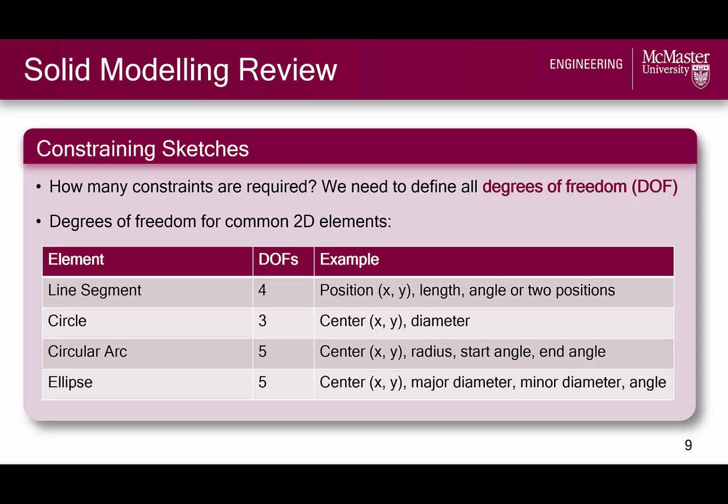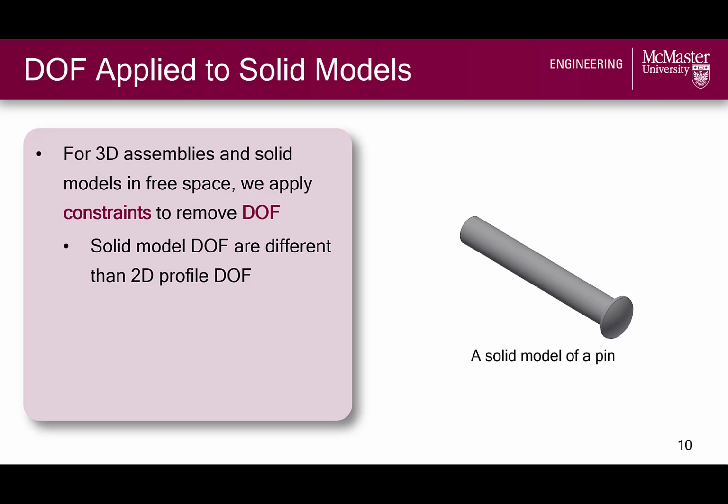So let's translate this into assemblies. In assemblies, we are no longer interested in the degrees of freedom of 2D sketches used to make parts, but rather the degrees of freedom of 3D solid models that are used to make the assembly. The degrees of freedom of a 3D solid model are different from those of a 2D profile, so we must be careful not to mix them up.